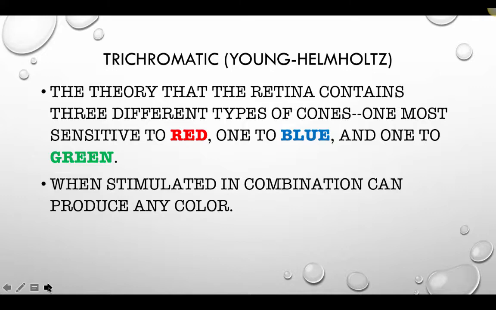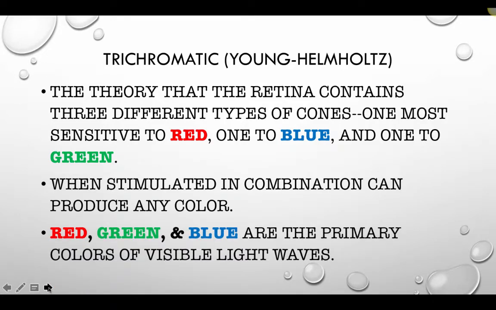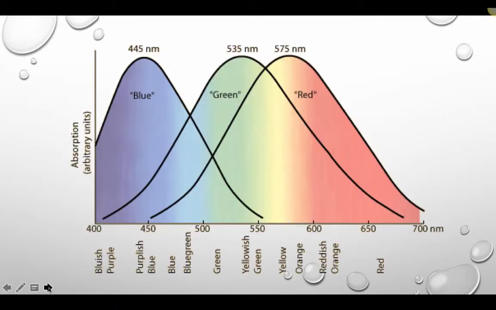What that means is that if these three color sensitive cones are stimulated in varying ratios, that will create any color combination that the human eye can detect. And some researchers suggest we can perceive over 1 million different hues or colors in the visual spectrum. So red, green, and blue are the primary colors of visible light rays according to our trichromatic theory.